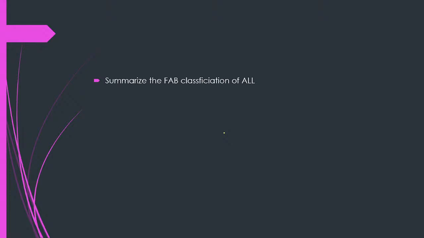All right? Now, classifications of FAB. I think everybody knows this already. There is L1, L2, L3. I've already discussed L1, L2, L3. FAB L1 is where the cell size is small, L2 is large, L3 is also known as the Burkitt cell.